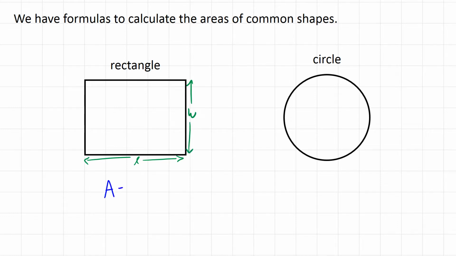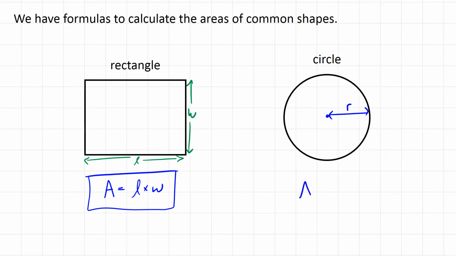And so to calculate the area of that rectangle, we just multiply the length and the width. A is equal to L times W. To calculate the area of a circle, all we need to know is its radius, R. So A for a circle is equal to pi r squared. Make sure you have a calculator that has a pi button on it and can square numbers for you.